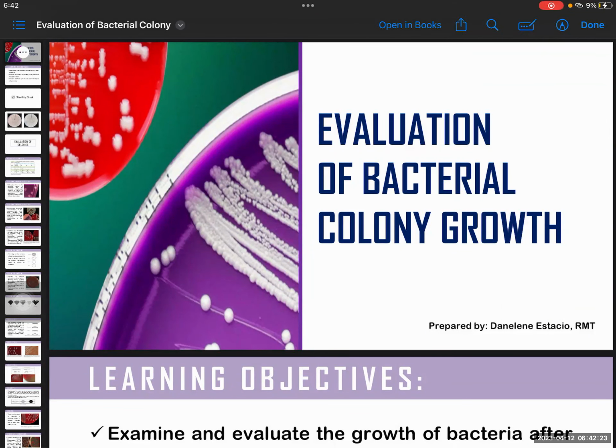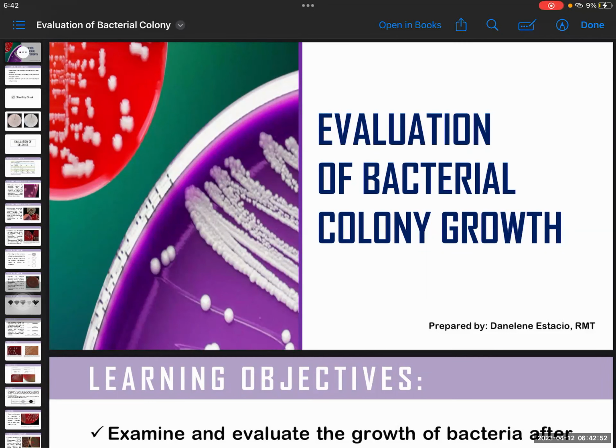After receiving a properly collected sample, you select the appropriate culture media for that specific sample, or for what bacteria we are expecting to culture based on the symptoms of the patient. After that, we're going to be inoculating it or streaking it properly again, using a very good aseptic technique.